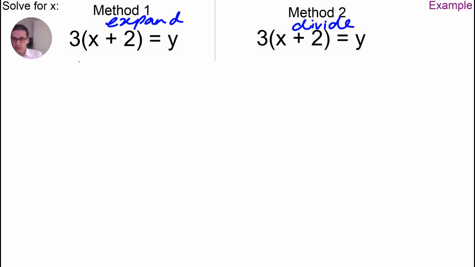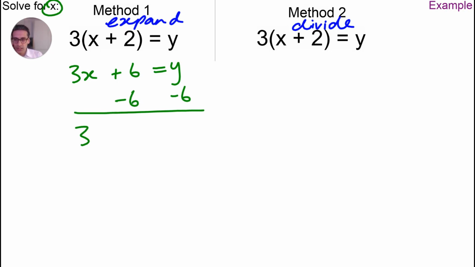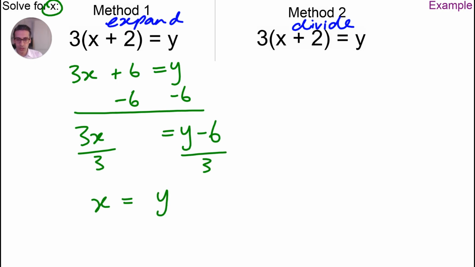So let's try expansion. So I'm going to get 3x plus 6 equals y. Now I want to solve for x, so I'm going to take away 6, take away 6. So I get 3x equals y minus 6. And then I'm going to divide by 3, divide by 3. So x equals y minus 6 all over 3.